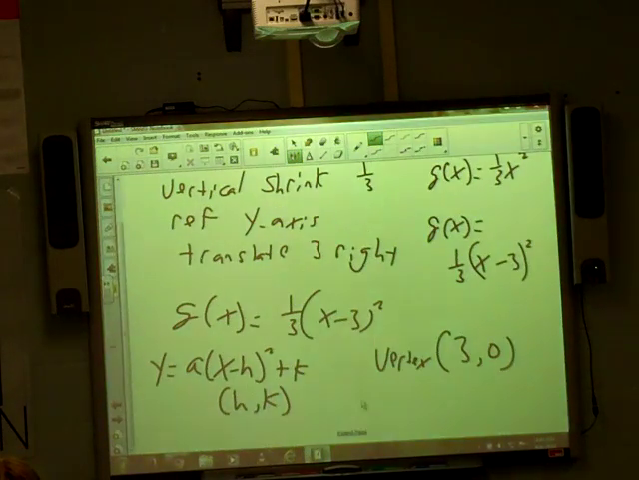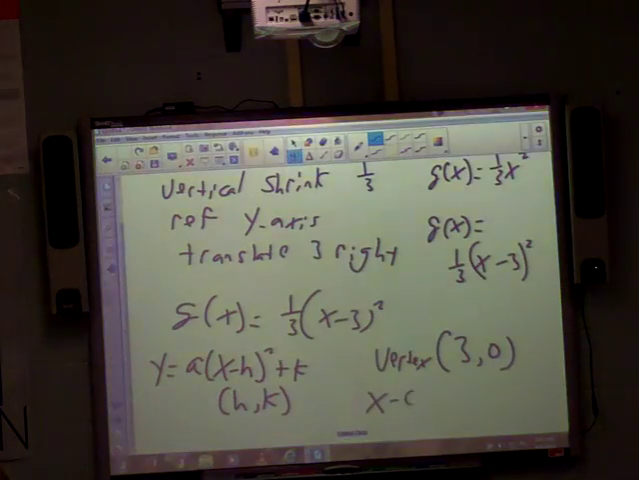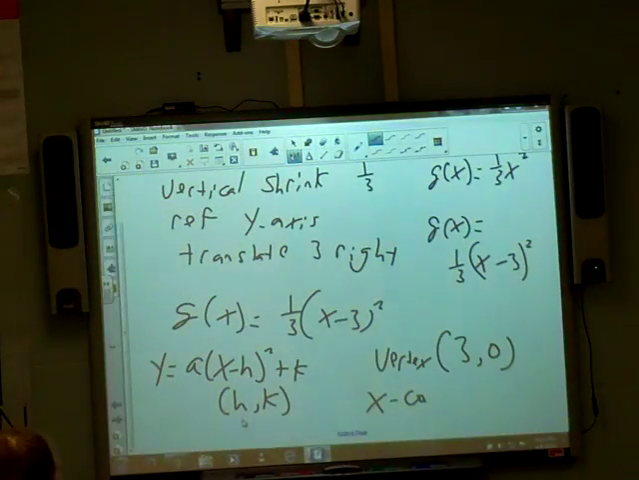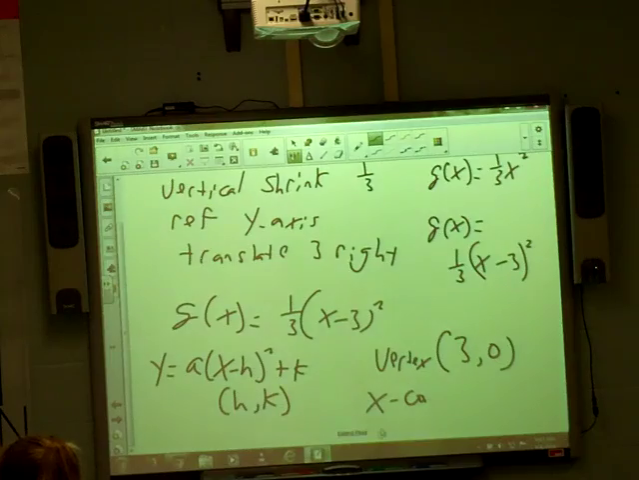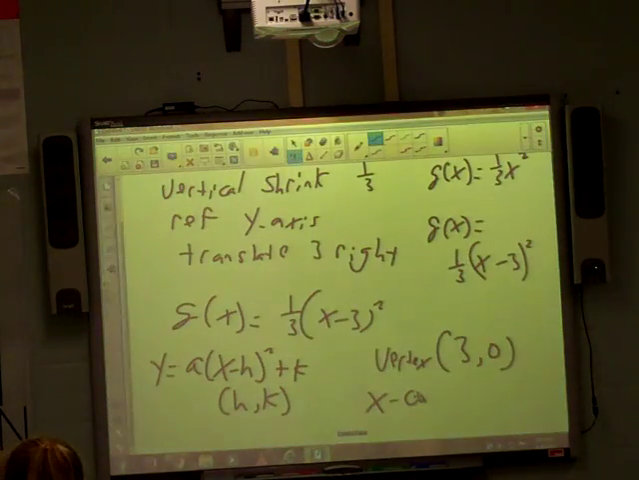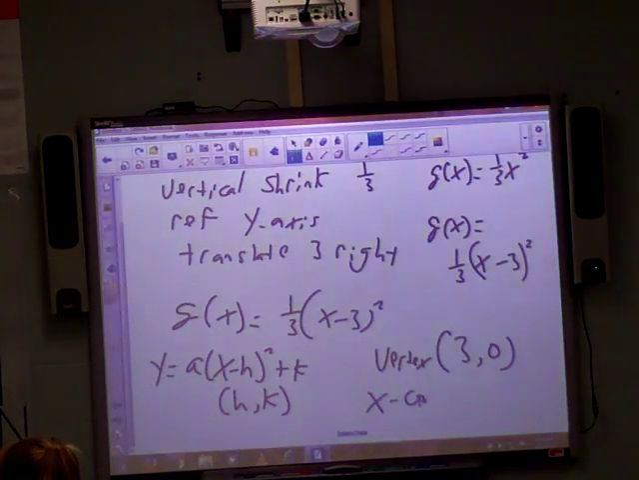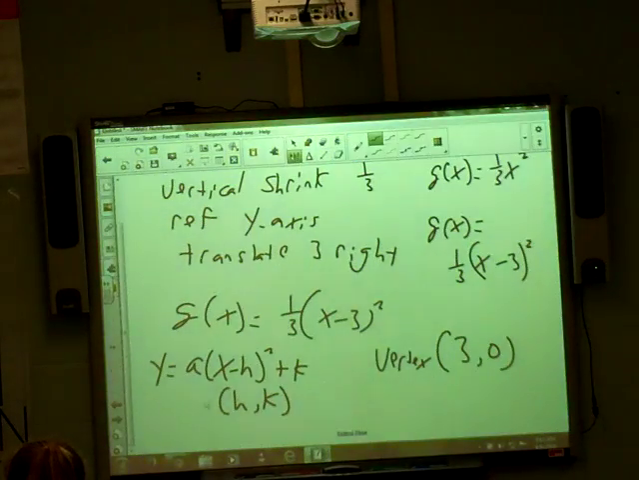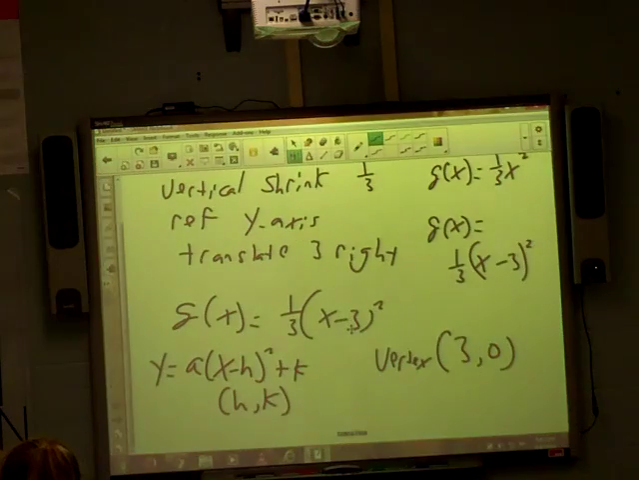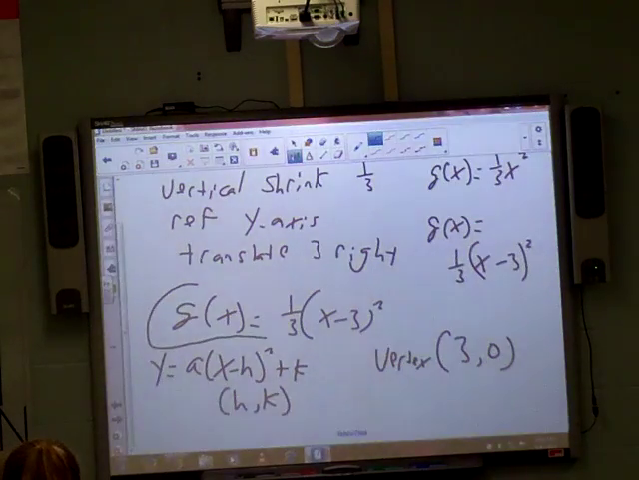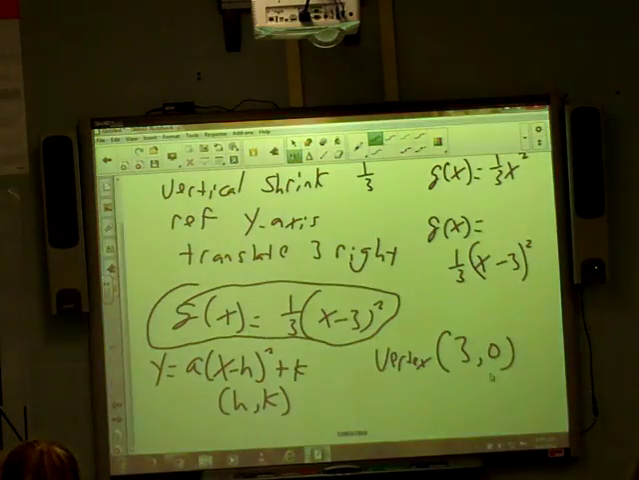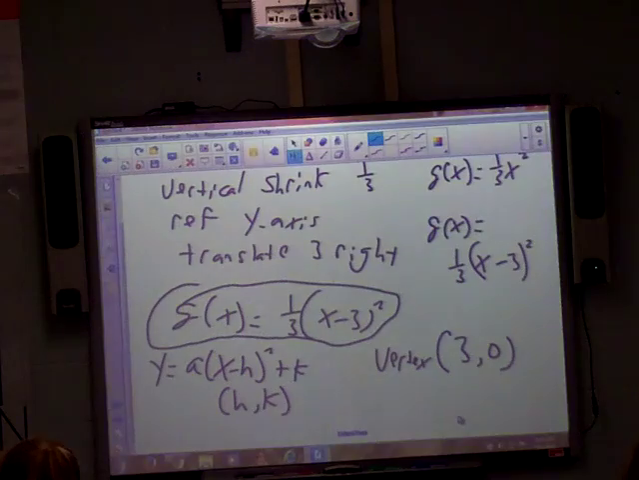I want you to write the vertex on the vertex. I got it from here, from the one we just made. That's where it's plugged in. There's my 3, okay. And then it doesn't have plus or minus anything, so that's why it's a 0. All right. Okay. You confused me, David. I had a brain fart.